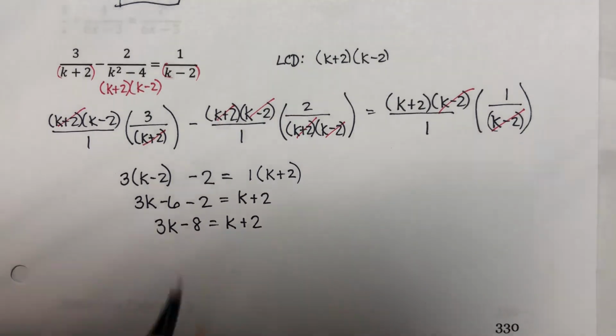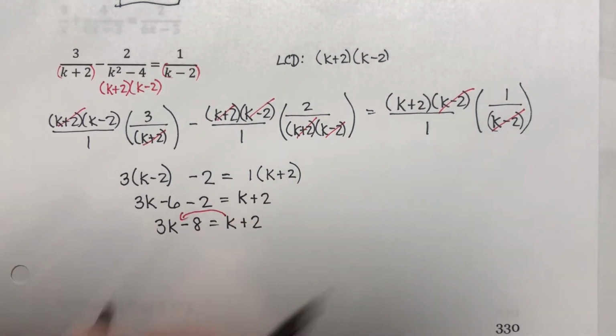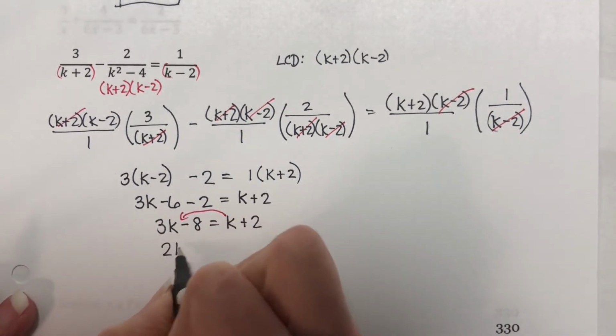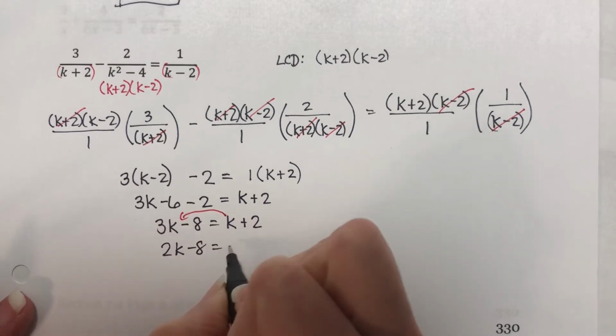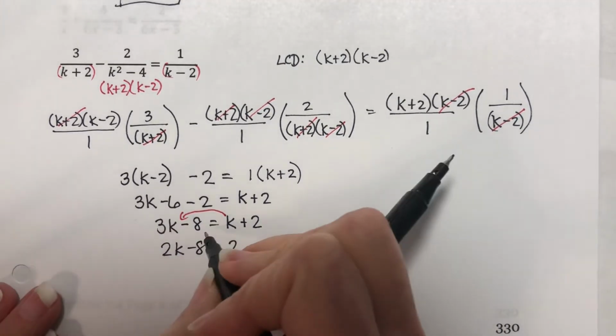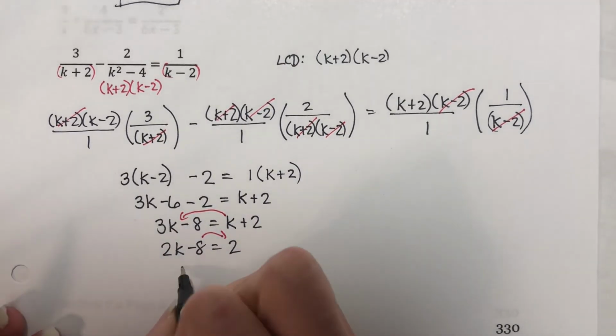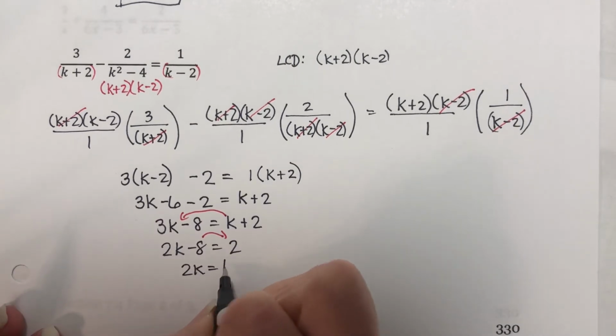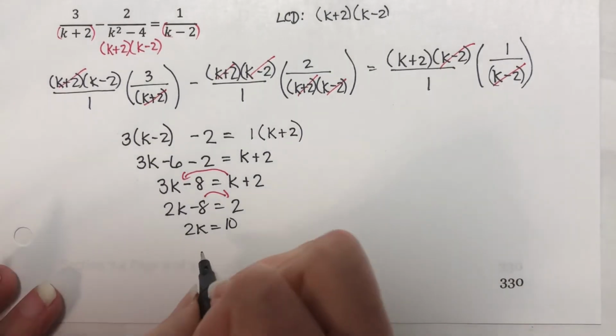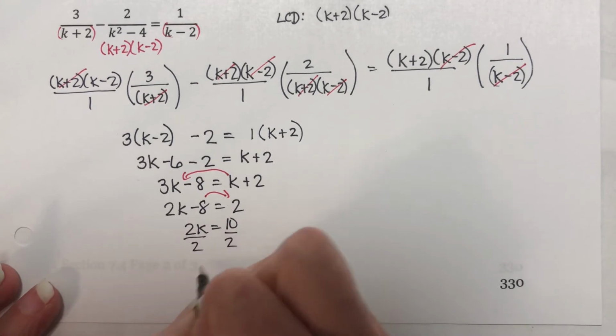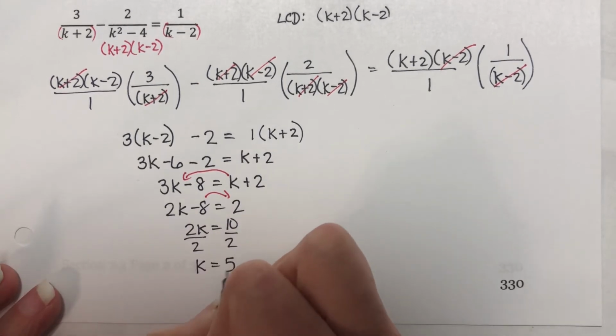Okay, so I need to subtract a k from both sides. So that's 2k minus 8 is equal to 2. Add 8 to the other side. 2k is equal to 10. Divide both sides by a 2, and we get k is equal to 5.